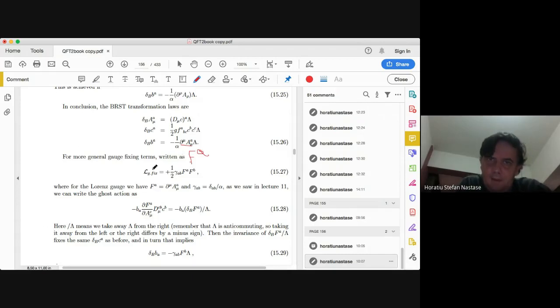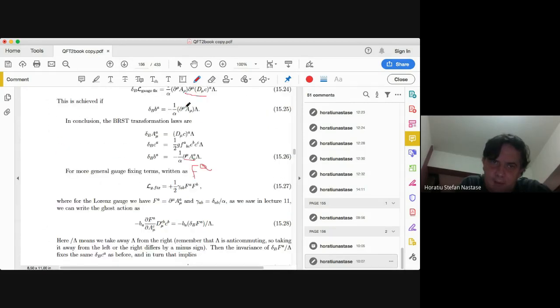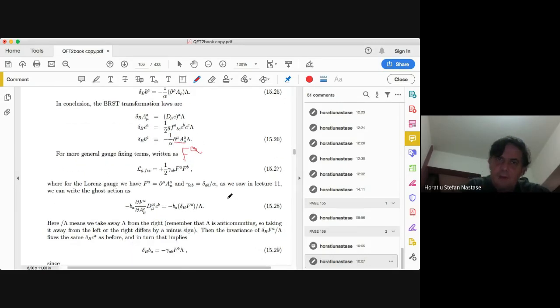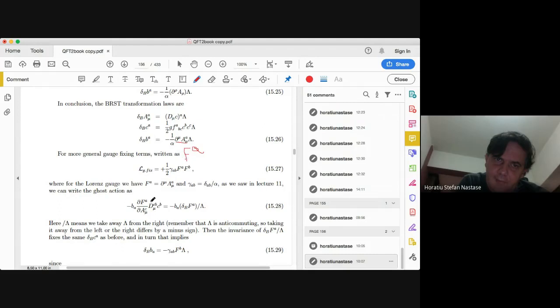So then the gauge fixed term, I write it as 1/2 FA FB times gamma AB. And gamma AB, I defined to be delta AB over alpha. But then I also saw that in this more general case, the ghost action is actually minus B times the variation of the gauge fixing function, Fa, times covariant derivative on C.